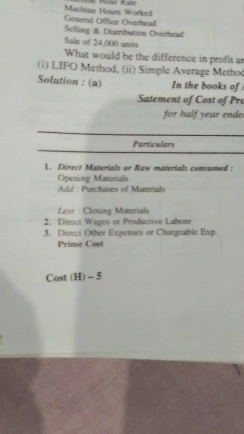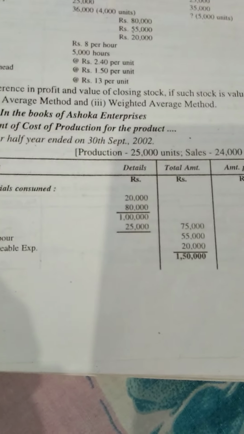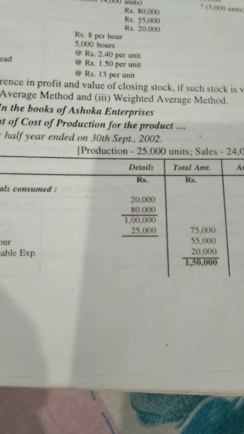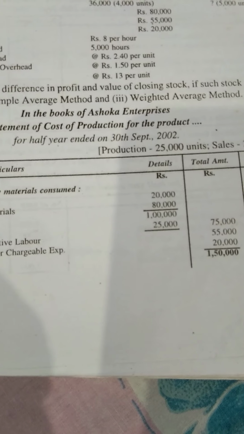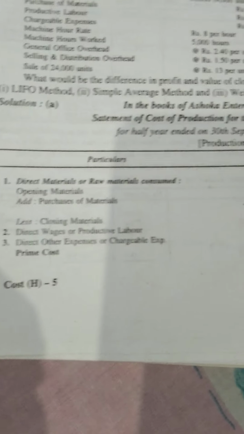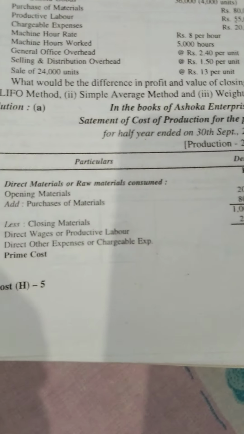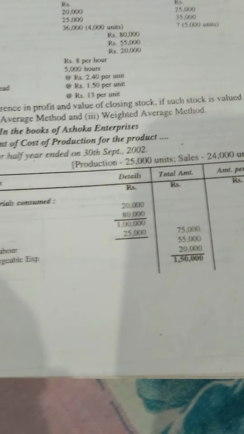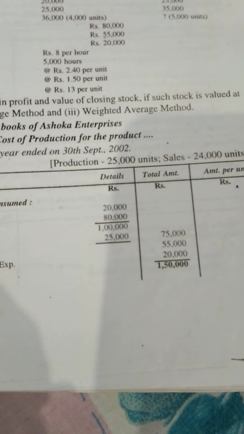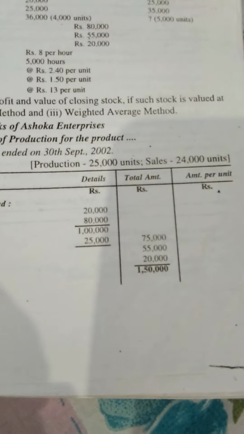Next, look at the question. Opening materials, that is given. We should start. It is 20,000, that is given. Then add purchase of raw material 80,000, total 1 lakh. Then less closing materials, that is 25,000. It has been transferred to the outer column, 75,000. Then direct wages, that is productive, 55,000. Then direct expenses or chargeable expenses, that is 20,000. The total expenses coming out as prime cost, that is 1,50,000. As the formula, we are just following the formula and doing this.